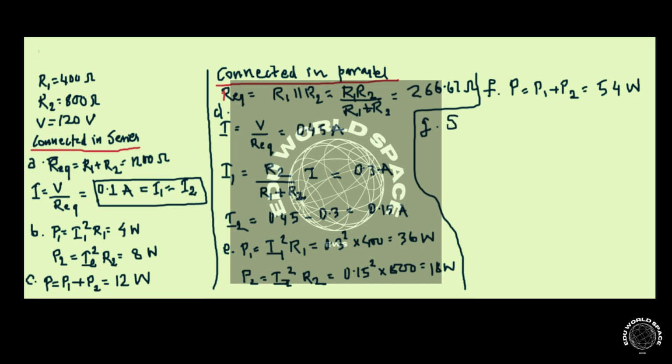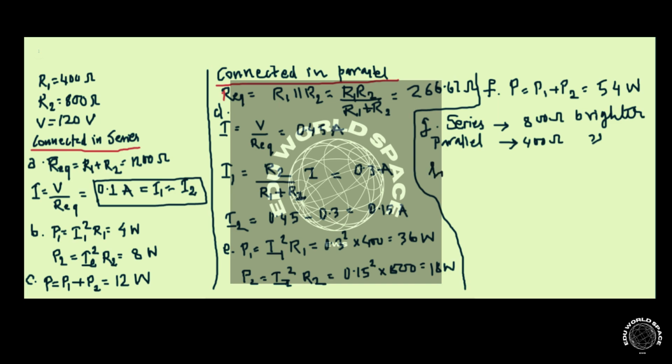When they were connected in series, which glowed the brightest? Here, the power dissipation by the second resistor, that is 800, was 8 watts, and the first was 4 watts. So 8 watts is brighter. So in series, the 800 ohm was brighter. And when in parallel, which is brighter? Let's see. P1 is 36, P2 is 18, so R1 is brighter, that is the 400 ohm is brighter. So we are done with part G of the question.